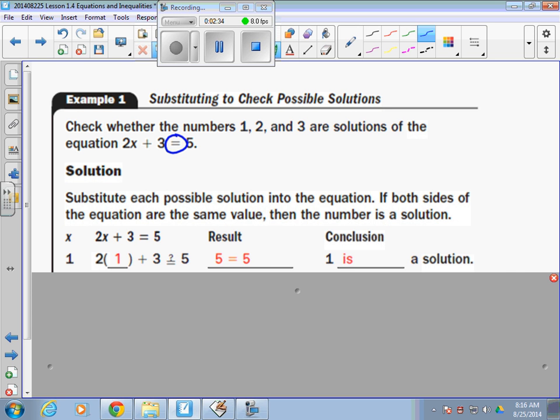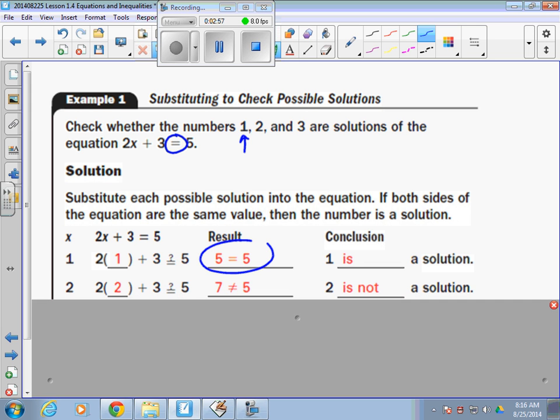So for example, we're plugging in the first number, 1. 2 times 1 plus 3 is equal to 5. 2 times 1 is 2, plus 3 is going to be 5. Notice the statement 5 equals 5. Just like the bell work we did when we made a true statement or a false statement, this one's true, therefore it is a solution.